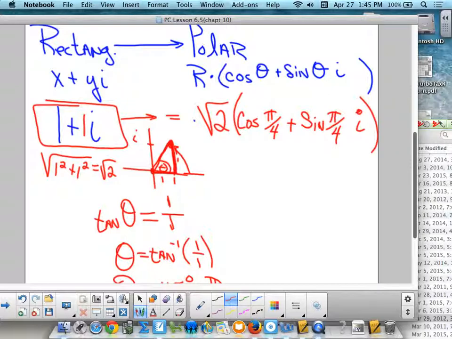Can you get the radius out of this? Yes, I can, by using the Pythagorean theorem. Can I get the angle? Well, yeah, I had to use tangent of theta to get the angle. Good?